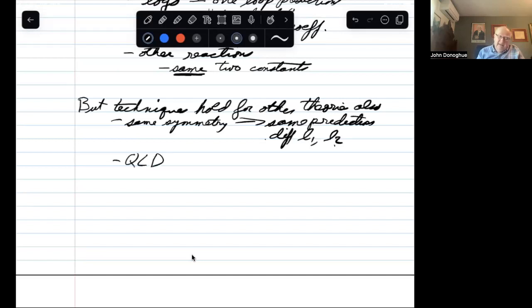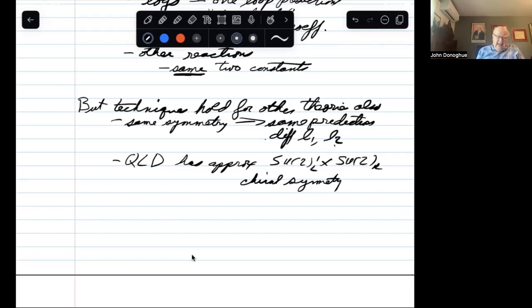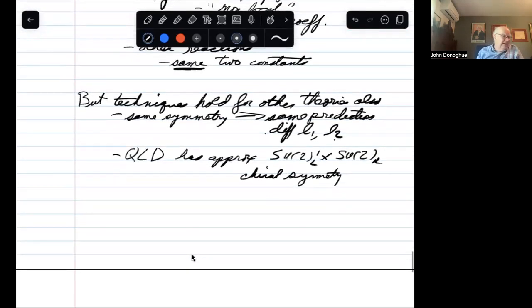QCD has an approximate symmetry. So this is the theory of chiral symmetry. And those formulas that I showed you applied to QCD if I added some corrections in. So you don't need to know what the high energy theory is to know the structure of the scattering amplitudes.